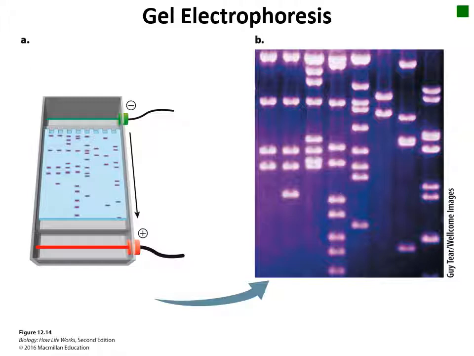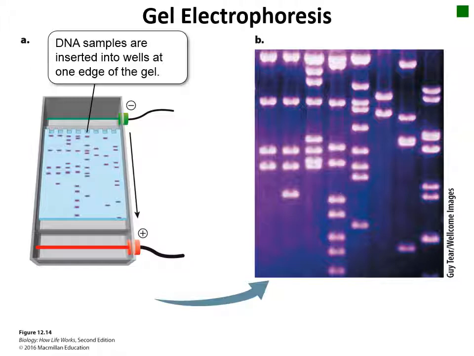To begin the process, DNA samples are placed in the small holes called wells at one end of the gel. An electrical current is then passed through the gel. You must make sure the negative end of the current is at the end with the wells, and the positive end is farther away. This is because DNA is negatively charged due to the phosphate groups in its backbone, so it will move towards the positive charge through the attraction.